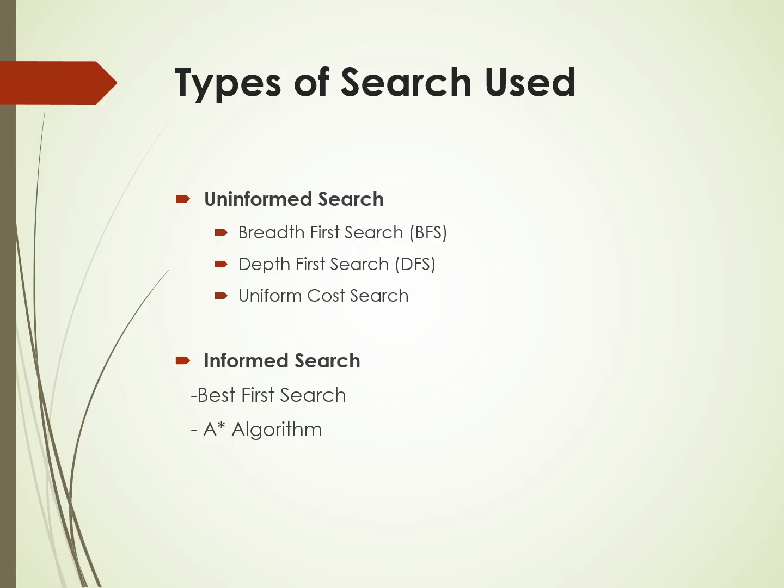Then the types of searches used in artificial intelligence. One is uninformed search. Under uninformed search, we have breadth first, depth first, and uniform cost search. Under informed search, we have best first search and the A star algorithm.